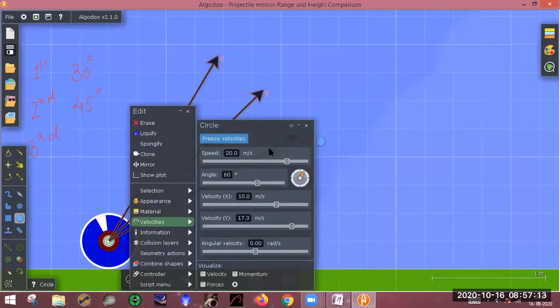So here's the third one. So this is at what speed? Again 20 meter per second. I hope all of you are seeing it here. But this angle is 60.